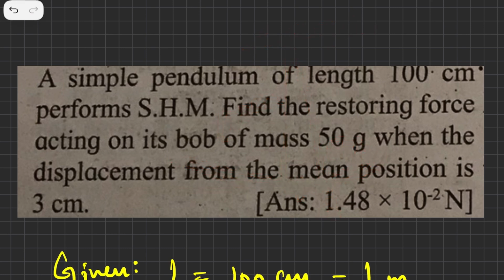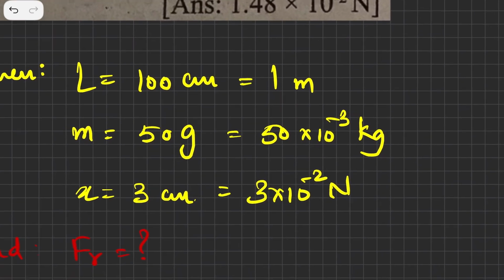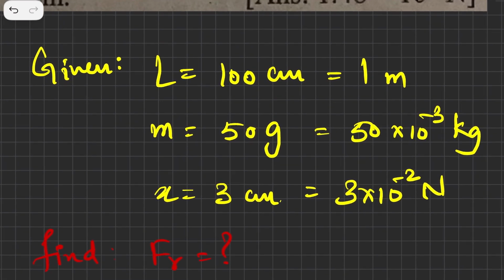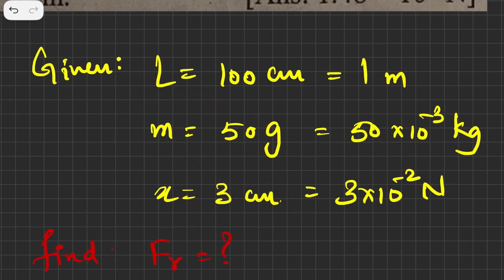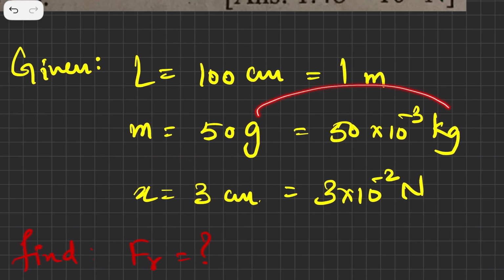So let's see. I'll just jot down the given conditions in a tabular form. So length is given as 100 centimeters. I'll convert this into meters, 1 meter. Mass is given as 50 grams. Now grams to kg will take you 10 raised to minus 3. So whenever you want to convert from grams to kg, 10 raised to minus 3.